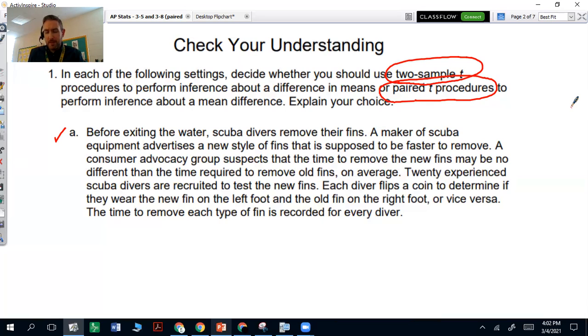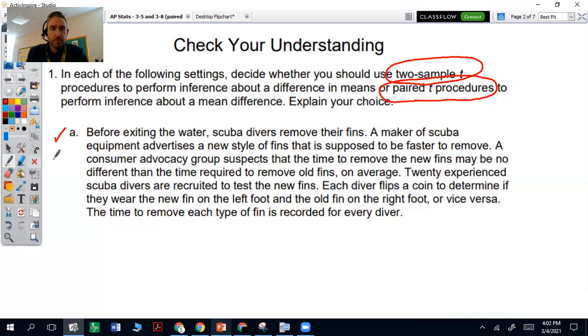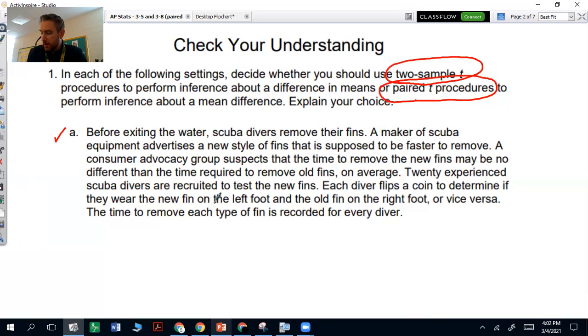So pause for a moment and think about which one you think this is. So the key here is that you're talking about a left foot and a right foot. This is one person, each testing out a fin on either foot, and those are randomized. Well, that is one sample.